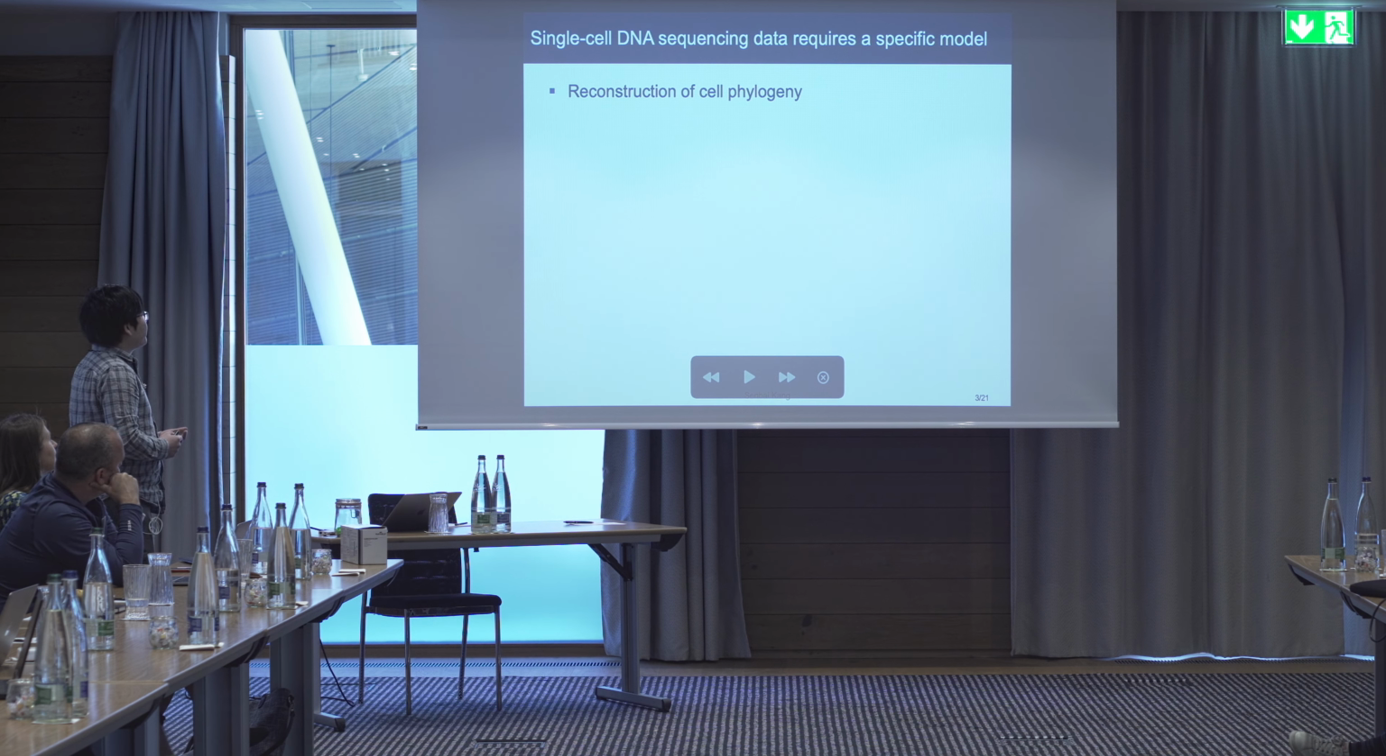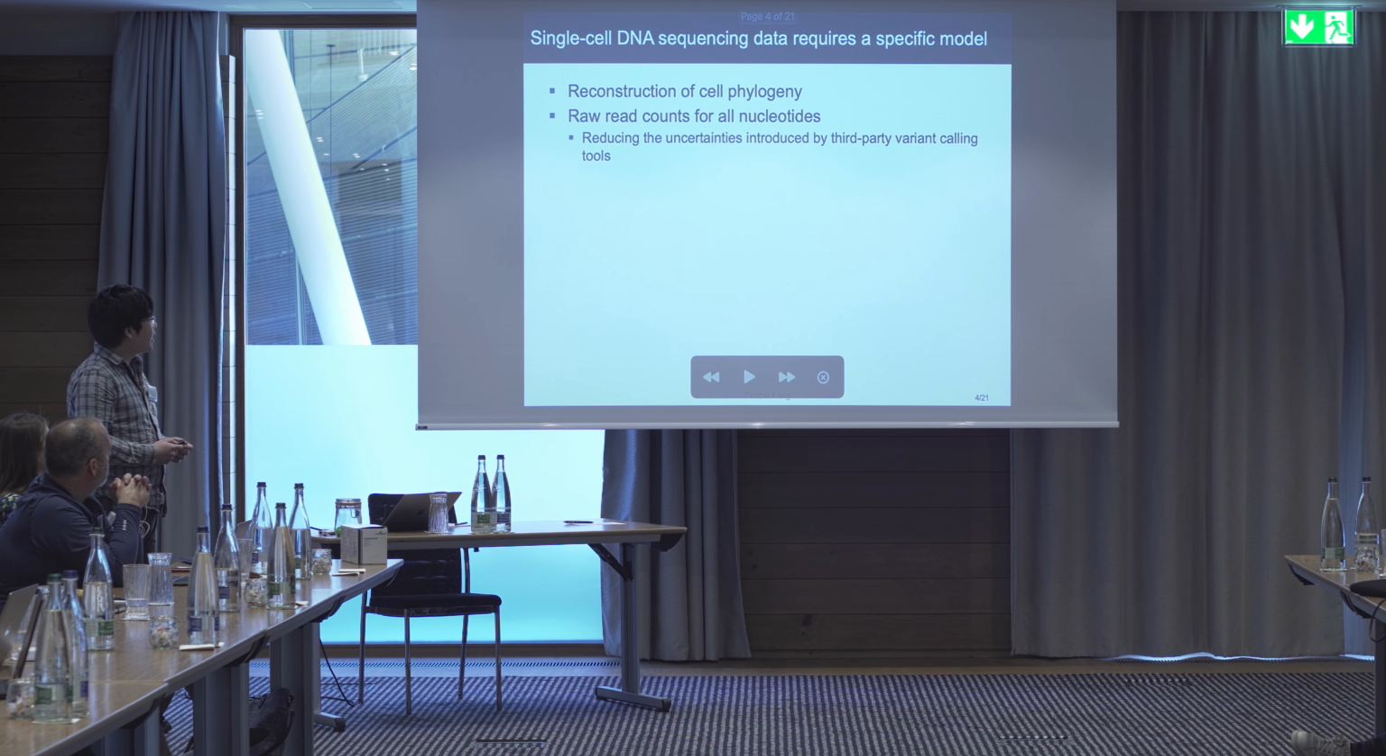In our project, the data we use is single-cell DNA sequencing data, which enables the reconstruction of cell phylogeny. And the specific data format that we use as input to our method is raw read counts for all nucleotides. It helps reduce the uncertainties introduced by third-party variant calling tools. However, the single-cell DNA sequencing data is highly error-prone.